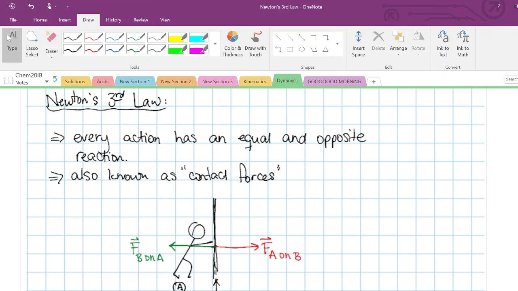And so this red arrow here is my force of A, my person, pushing on B, the wall. And the wall is returning that force with another force that comes from B, the wall, and is being exerted on A, the person. Okay, so that's the whole premise behind these third law problems. If I push on something, it will push back on me. If I pull on something, it will pull back on me. That's the whole premise behind third law.